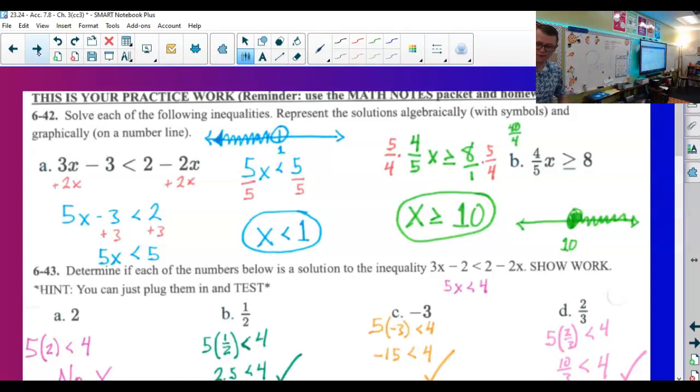So here's your 614 homework that should have been right beneath those problems. It's okay if you don't have it completely done yet, but it is due tomorrow.